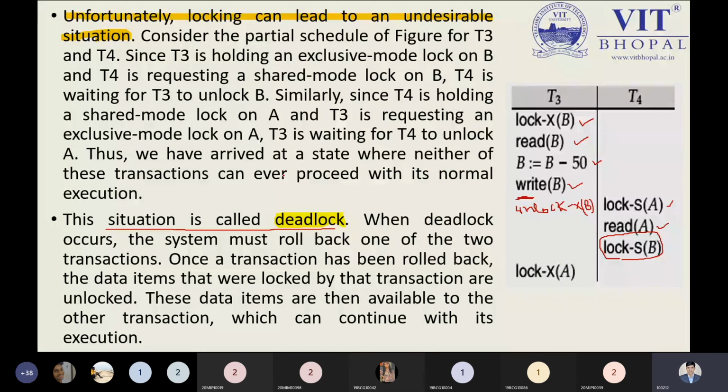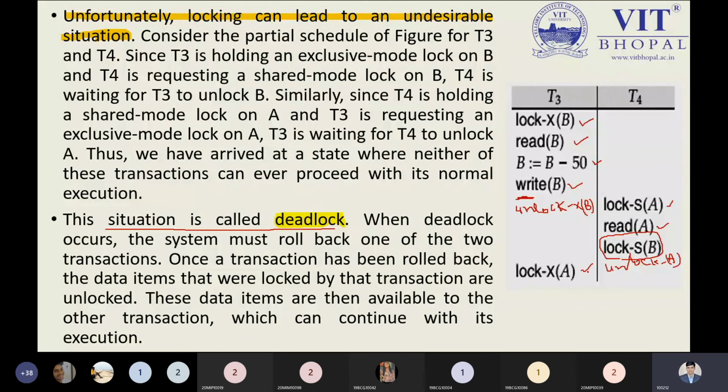Now this diagram is clear because we have not unlocked the B, but the transaction T4 is just using the lock B, and the same thing is also happening over here. Without unlocking A in the transaction T3, it just needs to lock A. So that is the reason for the situation where we are stuck. So this is the point.